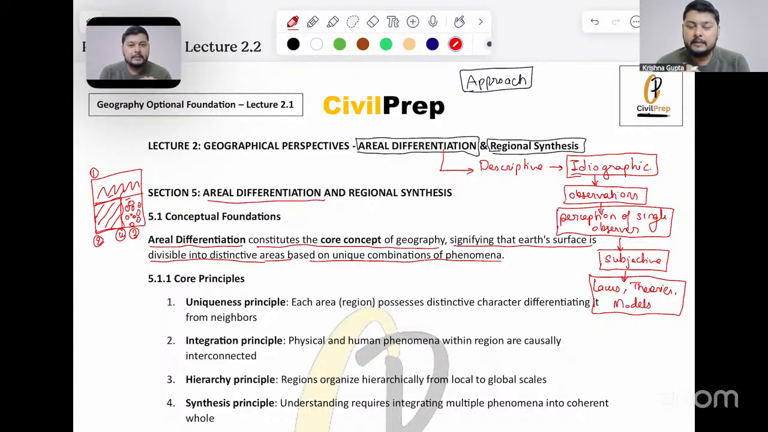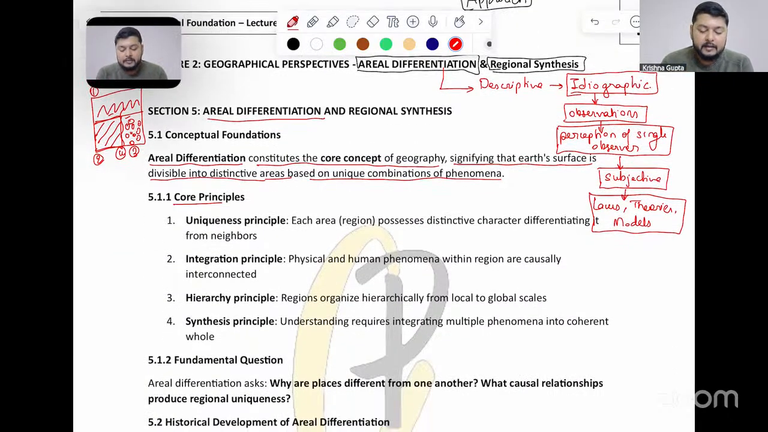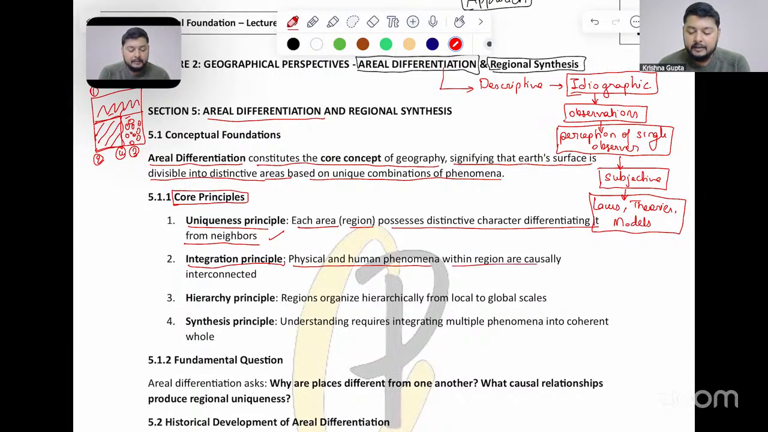Though this uniqueness was more subjective, they used to find the uniqueness here. Therefore, certain core principles were applied for the development of areal differentiation. Number one, the uniqueness principle: each area or region possesses a distinctive character differentiating it from its neighbors. Number two, the integration principle: here, the physical and the human phenomena within a region are causally interconnected. For example, here we have the agricultural part.